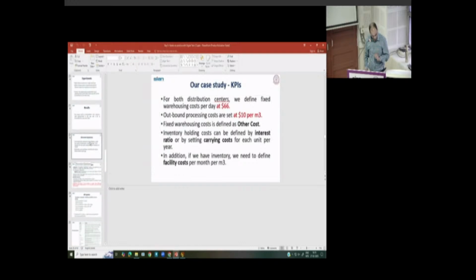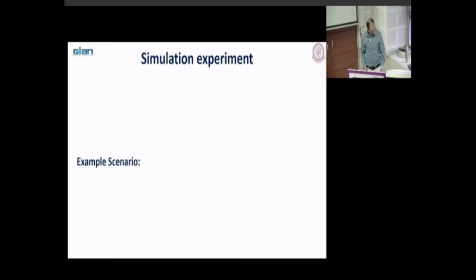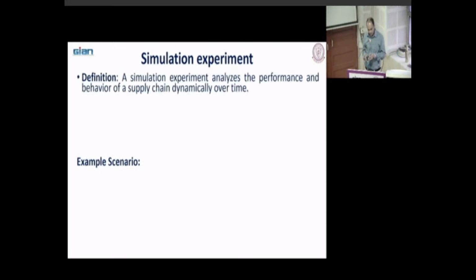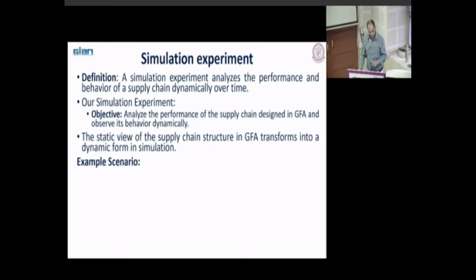But before that, I want to show you what the simulation experiment is. So here you can see, in simulation, we can analyze the performance and behavior of the supply chain dynamically over time. If you want to see dynamically what's happening in the supply chain, your logistics, warehouse, for that purpose normally we go for simulation. Okay, if you want to understand any system or any model, for that purpose we do the simulation. So in our case, we are going to analyze the performance of the supply chain design in GFA, and then we are observing its behavior dynamically.